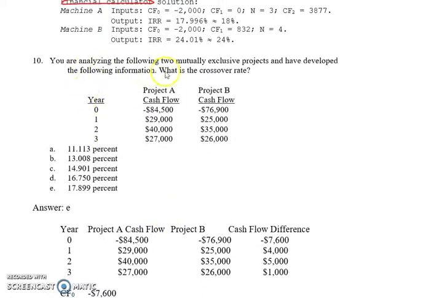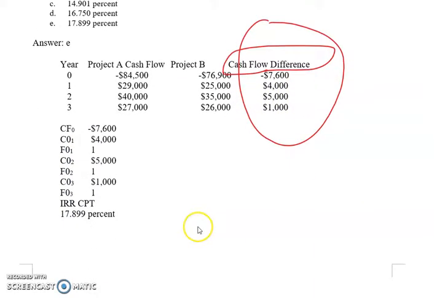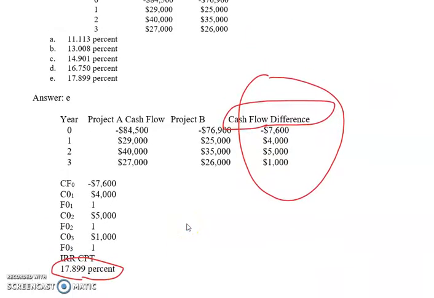Question 10. These are two mutually exclusive projects, and it asks you what the crossover rate is. The crossover rate is basically very easy. You first calculate the cash flow difference between A and B, and then based on this cash flow, we calculate the IRR. That IRR is the crossover rate.